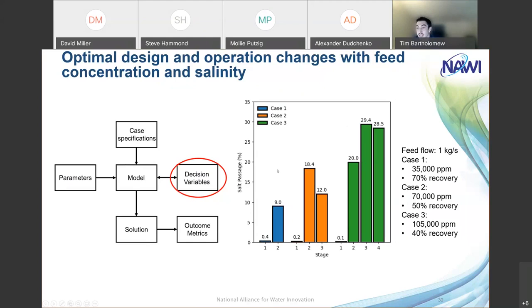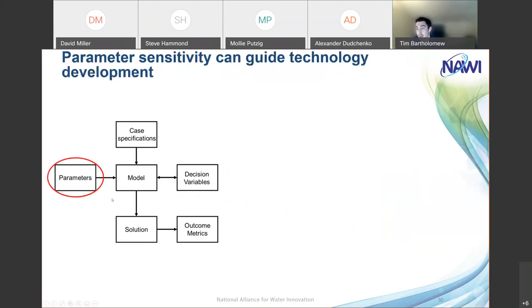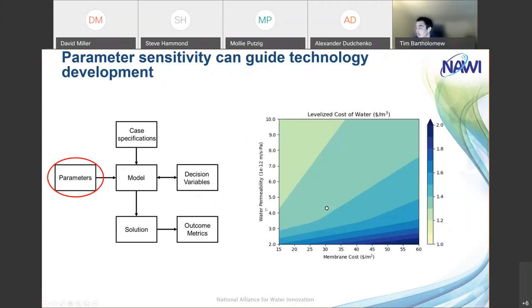In addition to just plotting decision variables, we can also vary parameters to help us guide technology development. For example, here I'm showing the change in two parameters, like membrane cost and water permeability, and its effect on the levelized cost of water. The circle here is our base case conditions, but there's active research in improving membrane properties. So if researchers are increasing the water permeability, they can see how that would impact the cost.